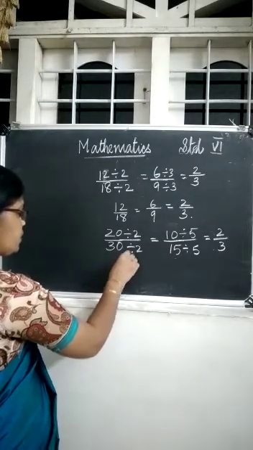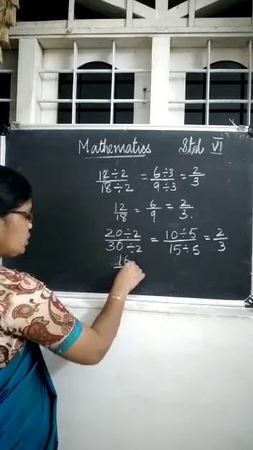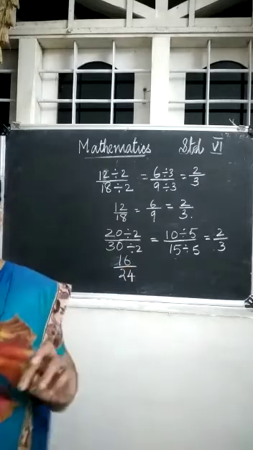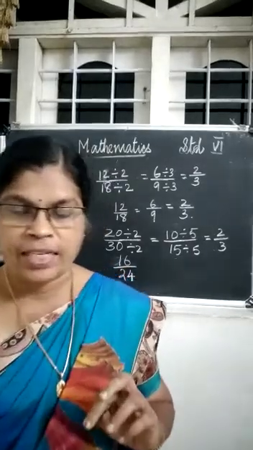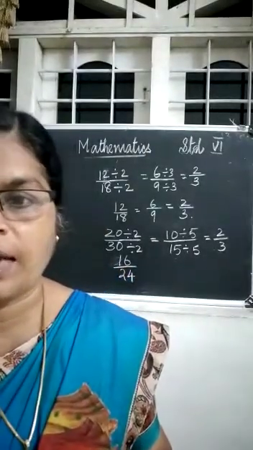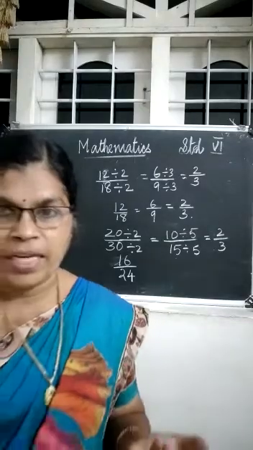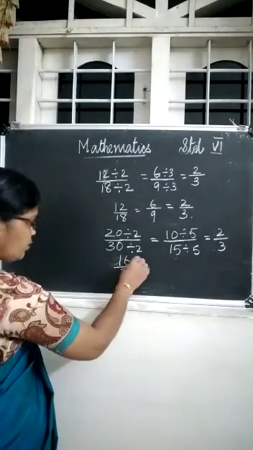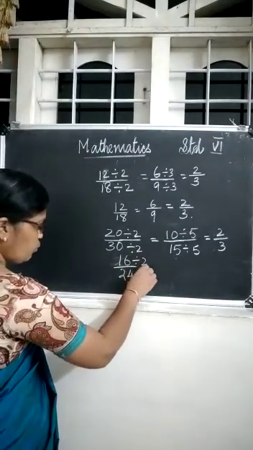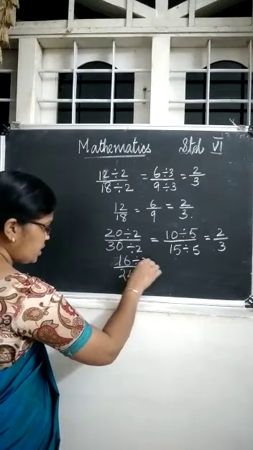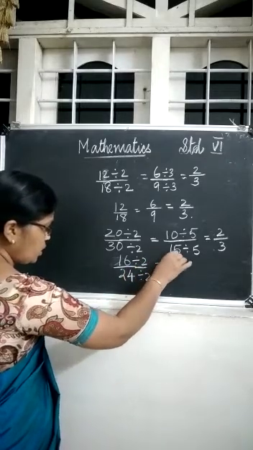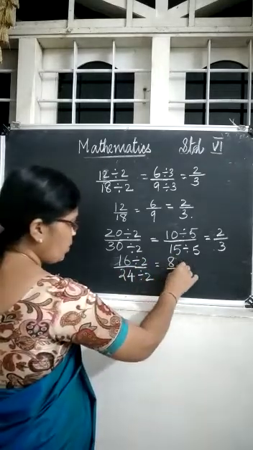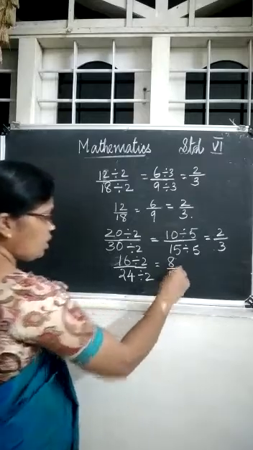Now one more example, let us see. 16 divided by 24. Here also there is a common factor. What is the common factor in 16 and 24? We can divide by 2. See, 16 divided by 2 and 24 divided by 2. 16, how many 2s? 8 2s are 16. In 24 how many 2s? 12 2s are 24.